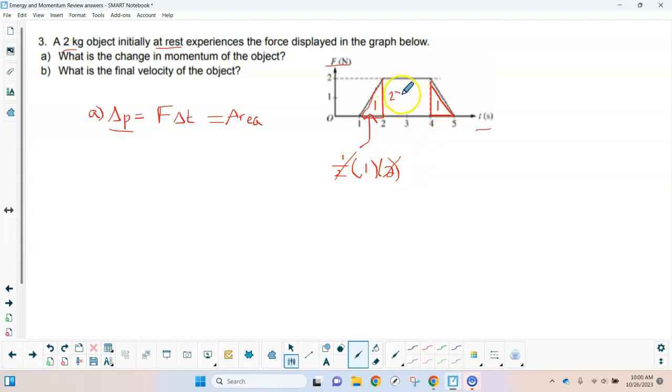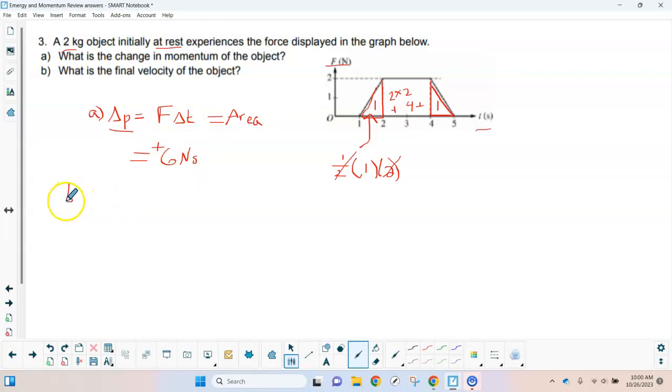So this rectangle or square is 2 by 2, so that would be 4. So if I add all those together, I will get the total change in momentum, which would be 6. And we could call this Newton seconds because that's the units that we were working in. So newtons for force and seconds for time. Or we could do kilograms meters per second. It's the same thing. This is a positive area, so this is a positive change in momentum.